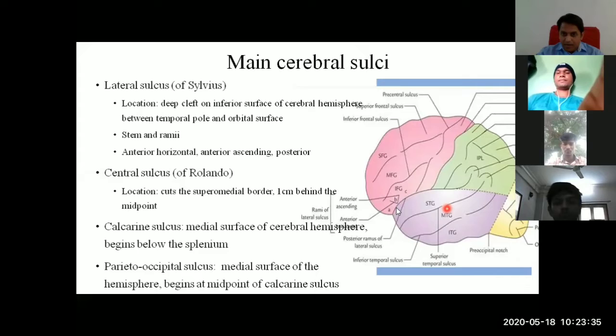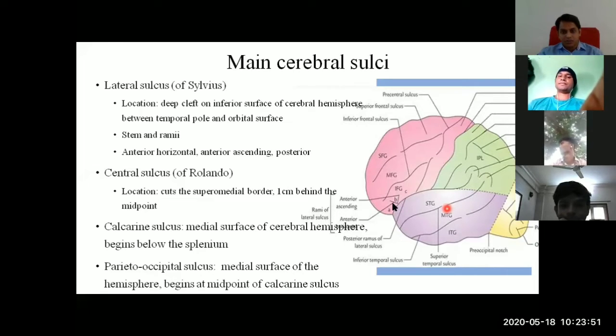So here you can see the lateral sulcus. This continuation is the posterior ramus here, and the other two rami which ascend on the anterior side are named the anterior horizontal and anterior ascending rami.